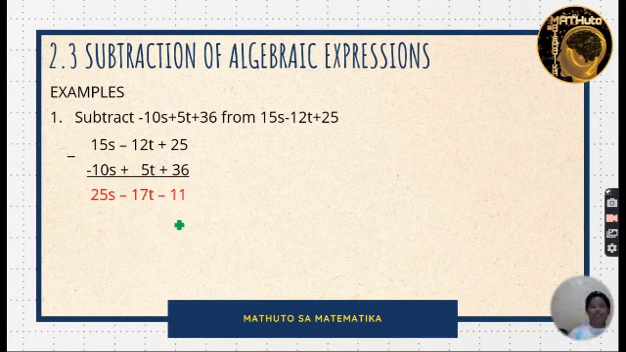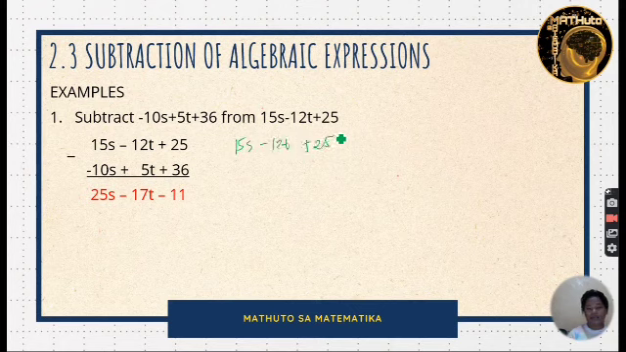Next, subtract negative 10s plus 5t plus 36 from 15s minus 12t plus 25. So, negative 10s plus 5t plus 36 will be our subtrahend, and the minuend is 15s minus 12t plus 25. We change the sign, so it becomes positive 10s. Then the 5t becomes minus 5t, and the 36 becomes negative 36, and we proceed to addition.